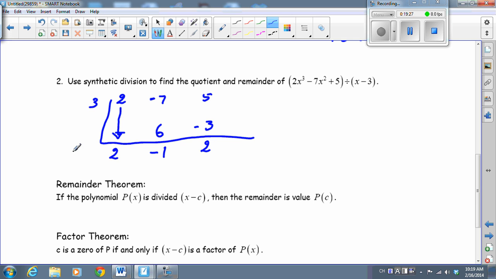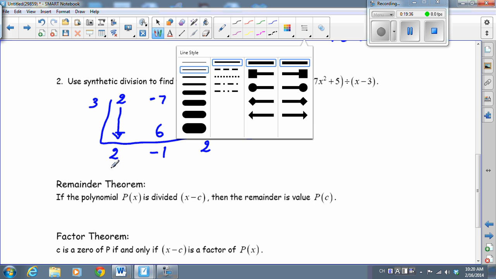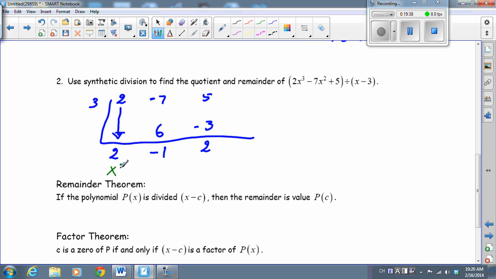Well, guess what? The highest power here was x cubed, so you're dropping all powers by 1. So at this level, this will give you 2x squared. Your solution is 2x squared minus a single x. Note that I'm going from the highest power to the lowest. Plus the last one is your c, meaning your remainder.